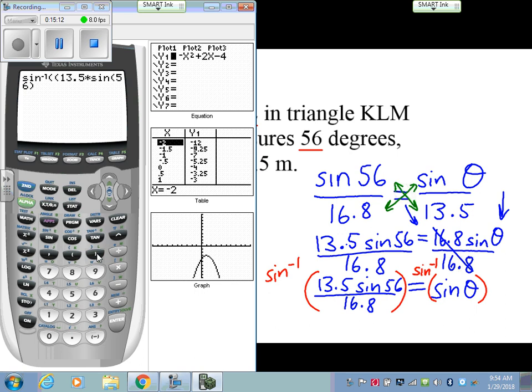Now I'm going to close a set of parentheses for my whole numerator. Now I'm going to divide this by my denominator, which was 16.8. And I'm going to close my parentheses now, which represents the whole thing that I'm taking the inverse sine of. And press enter. So I end up with an angle that's approximately 41.8 degrees. And that is our final answer here for the angle that we were looking for, theta. Again, I've rounded that to 3 significant figures.